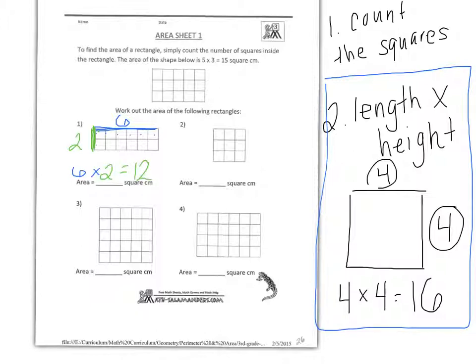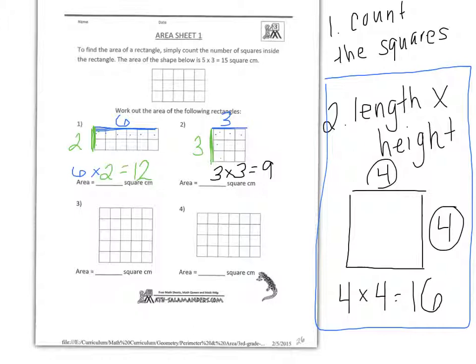Try this again. So remember, the equation is length times height. So length here is 1, 2, 3 times height, 1, 2, 3. So my equation is 3 times 3 equals 9.